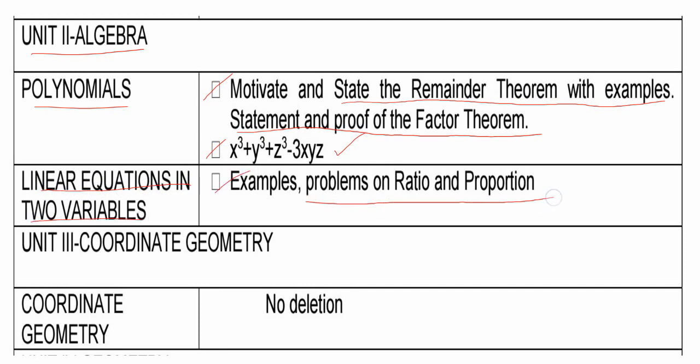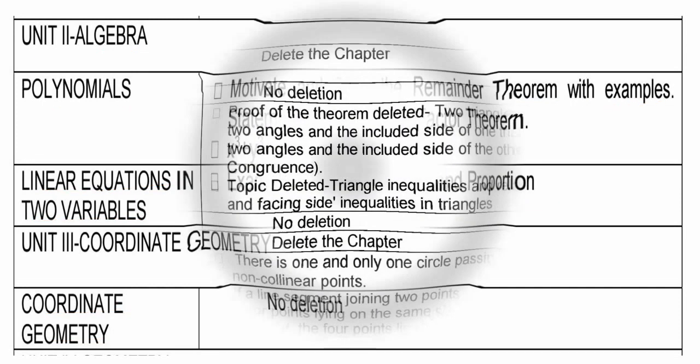Next topic, linear equations in two variables. Examples, problems on ratio and proportion. This topic is deleted. Third unit, coordinate geometry. In coordinate geometry, there is no deletion. Let's see the next topic.